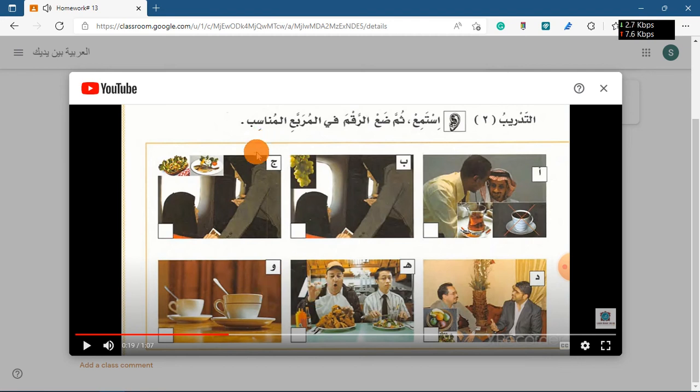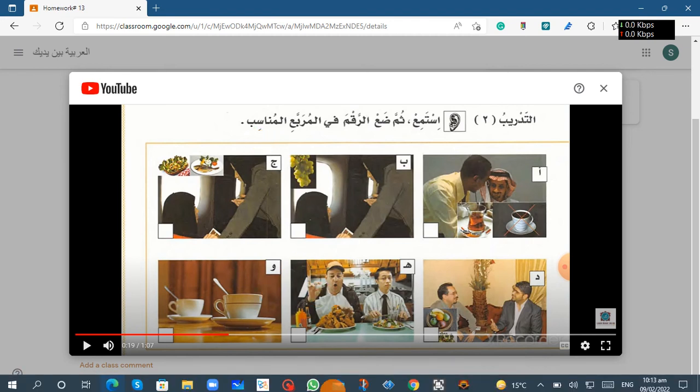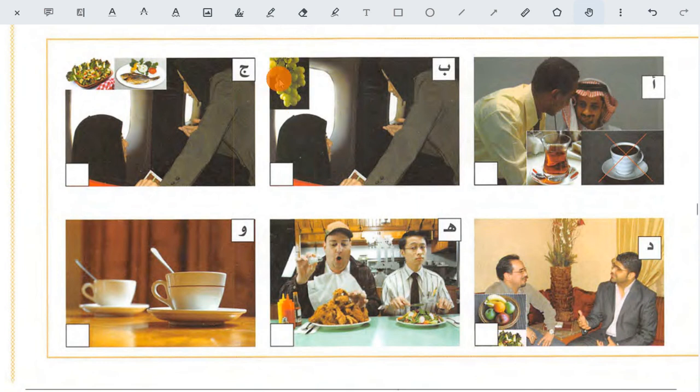Hal anta jawan, are you hungry? He is replying, yes, I am very hungry. So in this picture we see a very hungry person. So here we will write wahid.